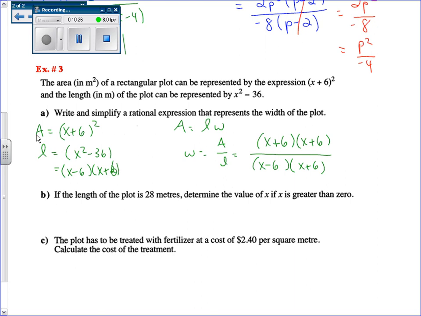The non-permissible values here, x minus 6 cannot equal 0, so x cannot equal 6. x plus 6 cannot equal 0, so x cannot equal negative 6. And then we're going to simplify. That cancels, and we're left with x plus 6 over x minus 6. If the length of the plot is 28 meters, determine the value of x if x is greater than 0. So the length of the plot is 28 meters.